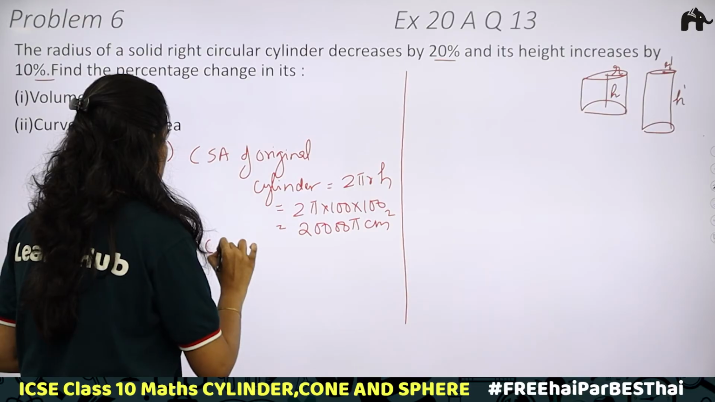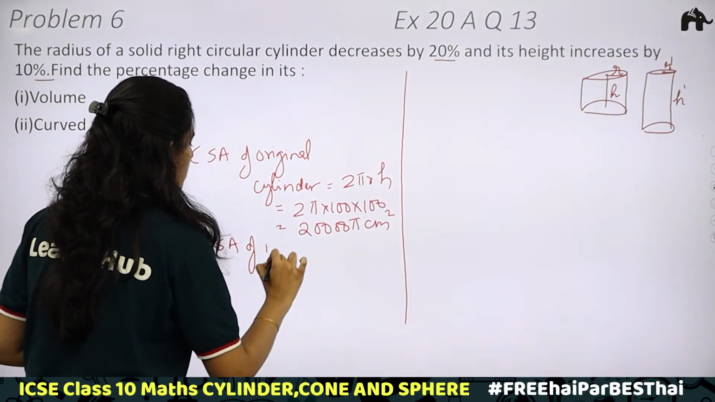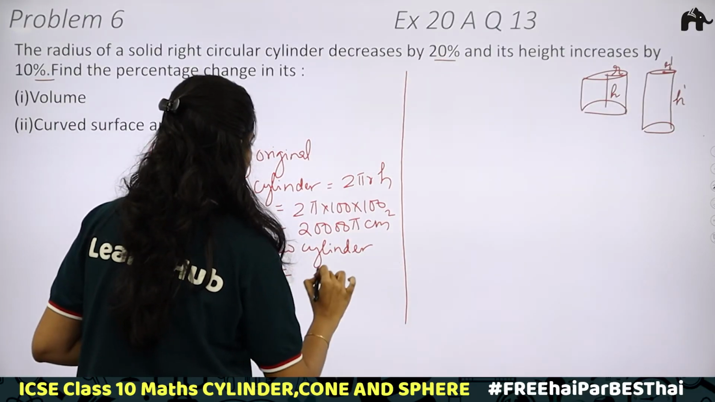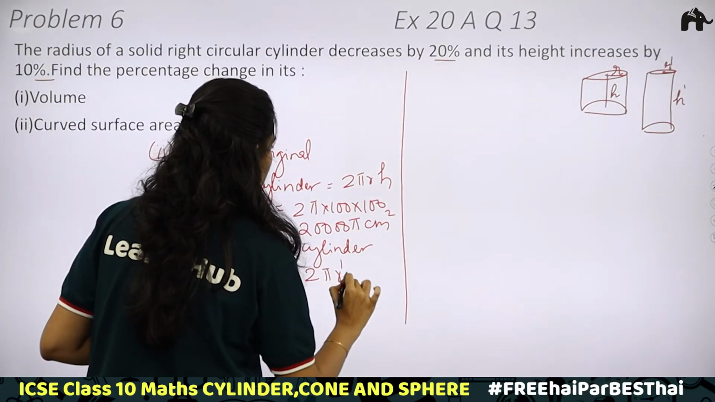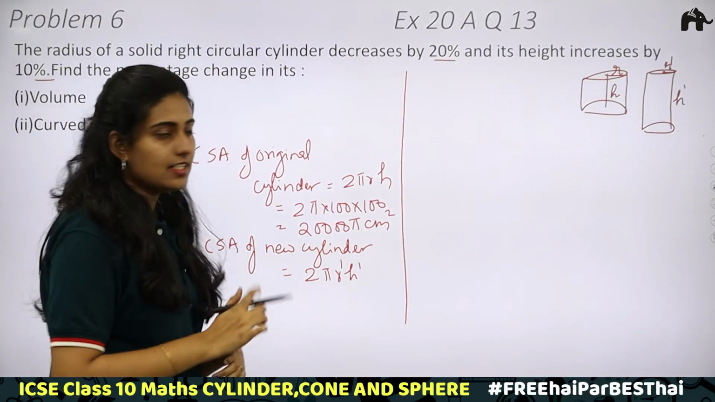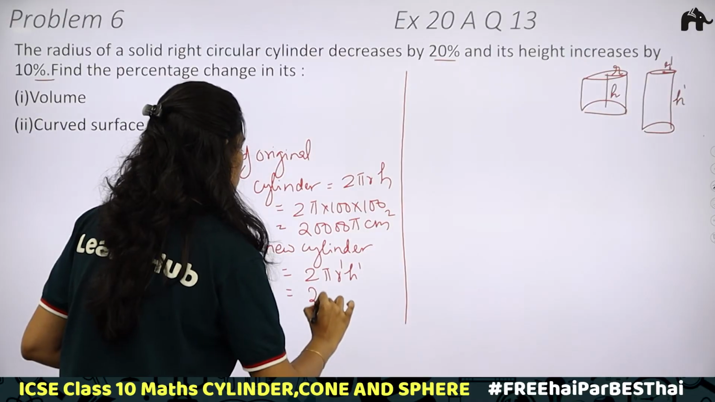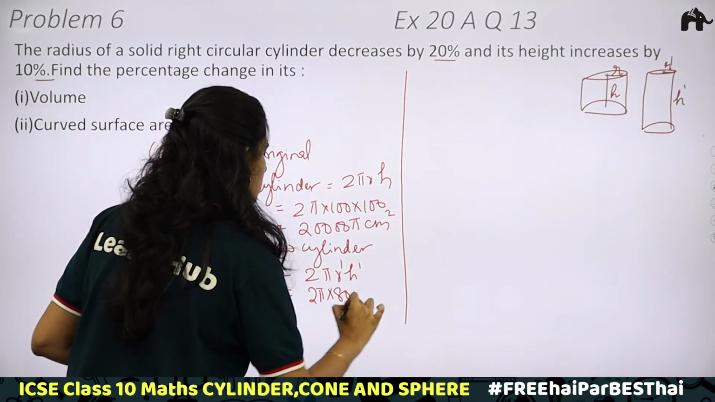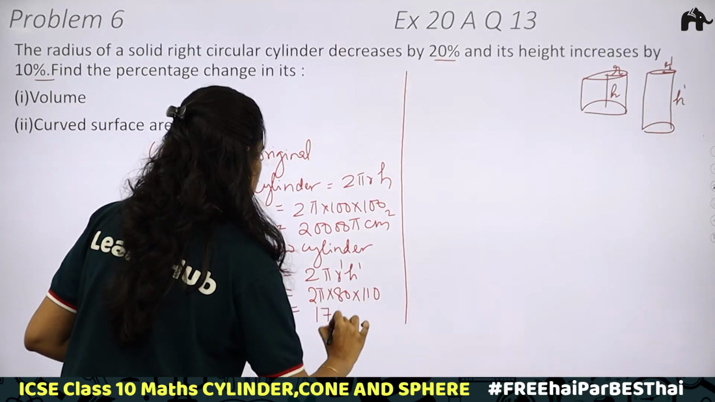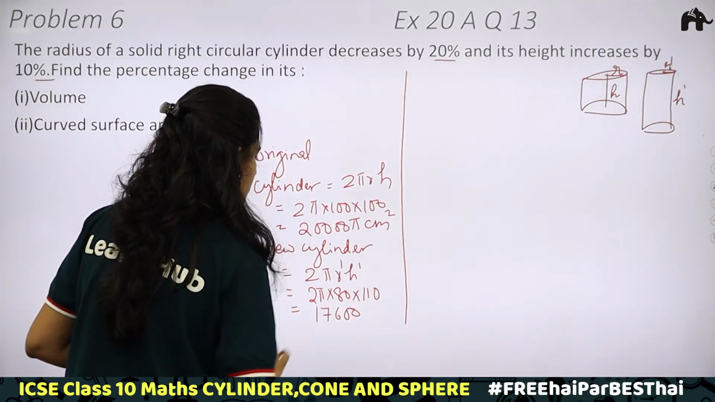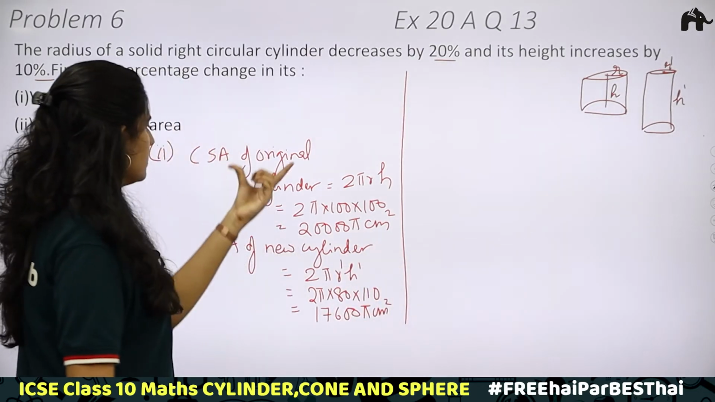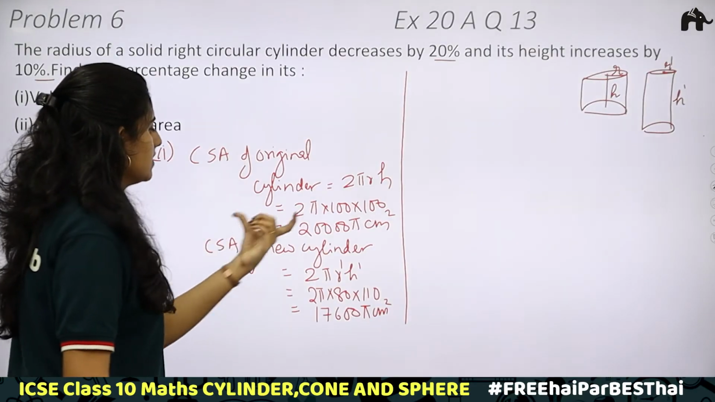Next, the curved surface area of the new cylinder will be equal to 2 pi r dash h dash. r dash is 80 and h dash is 110, equal to 2 pi into 80 into 110, which is 176,000 pi centimeter square. We got the curved surface area of the original cylinder and the curved surface area of the new cylinder.